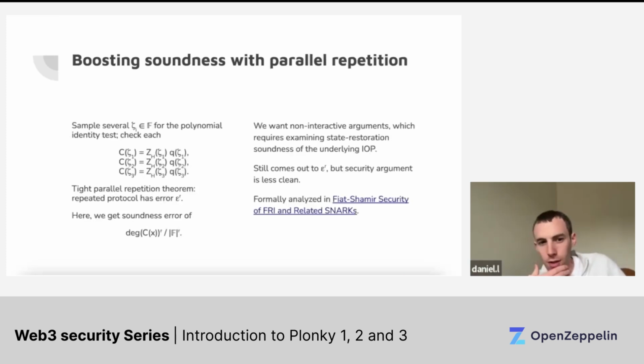But there is another solution that we can use, which is we still sample zeta from the Goldilocks field, the small one, but now we repeat the check several times. This is what we call parallel repetition. For a public coin protocol in an interactive setting, I believe parallel repetition will always cause the soundness error to shrink exponentially with the number of rounds. Someone can please correct me if I'm wrong.